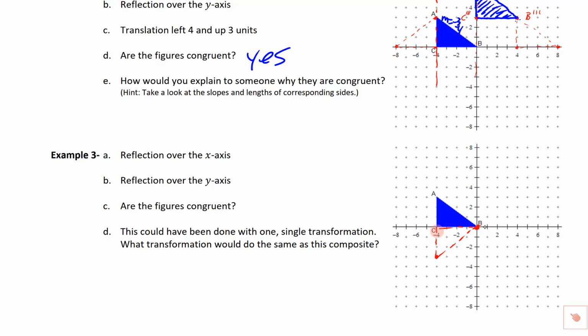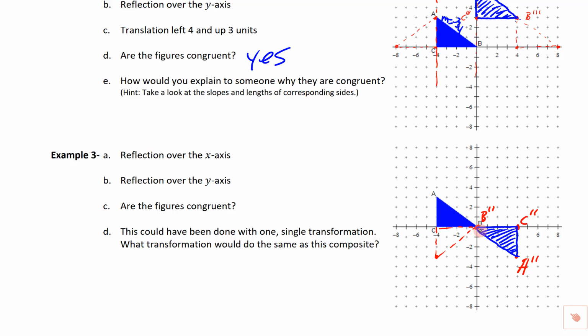And then this one is going to come over here and be, instead of -4, 0, it's going to be 4, 0. And this one, instead of being -4, -3, is going to be 4, -3. Okay, so what we've got here is I'm going to call this B double prime. I'm going to call this C double prime, and I'm going to call this A double prime. And then since we're done, I am going to go ahead and draw the lines in blue, and I'm going to fill in that final shape. So we're going to make it look like this.